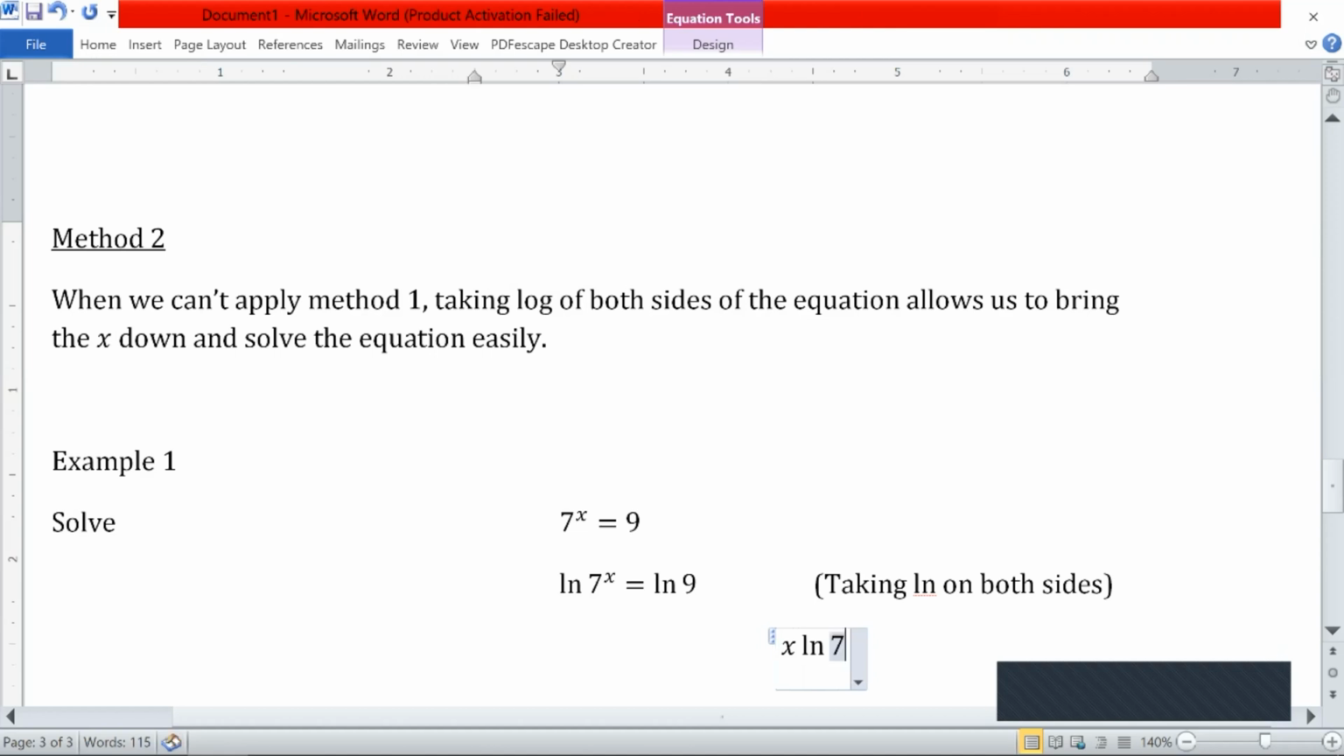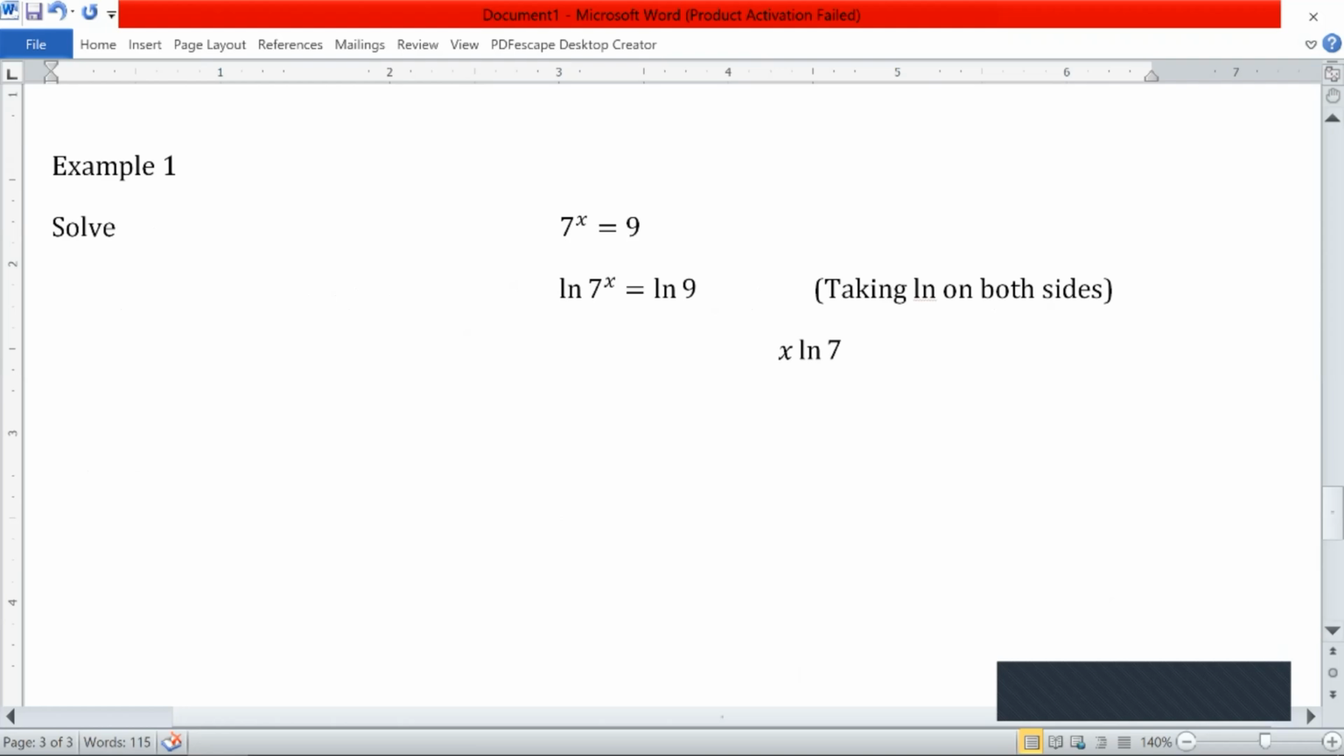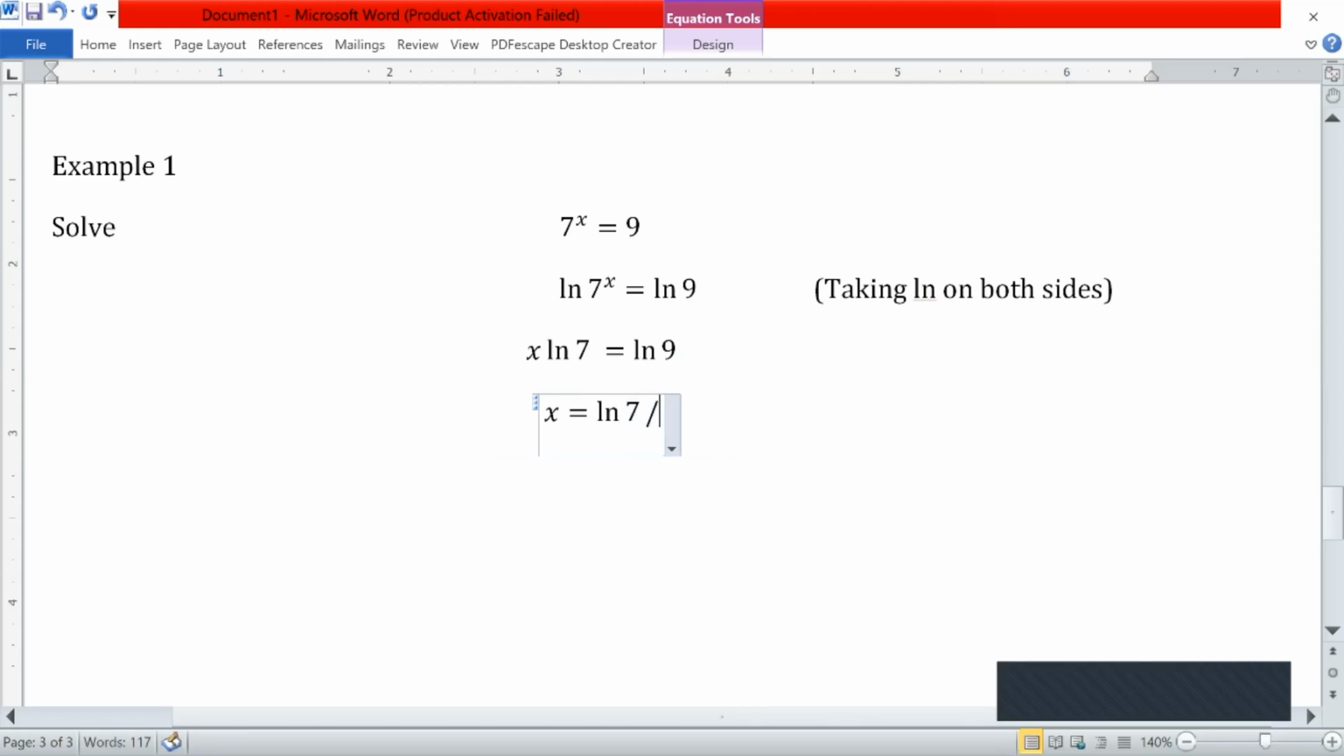7, the x comes in front, is equal to ln 9, and then x is equal to ln 9 over ln 7. Now you have to use the calculator and compute it. So ln 9 divided by ln 7, and tell me what the answer is. 1.13.